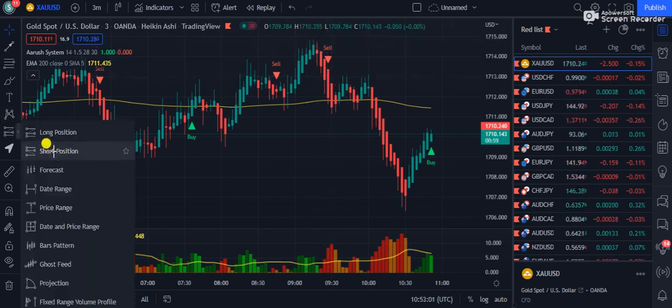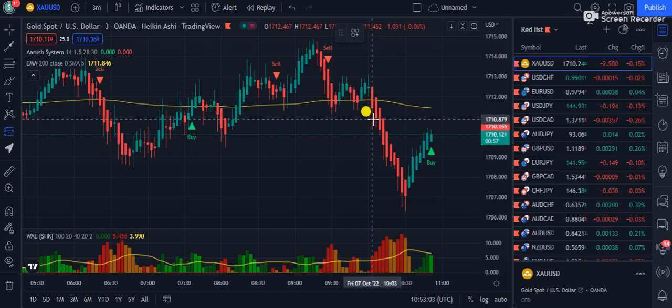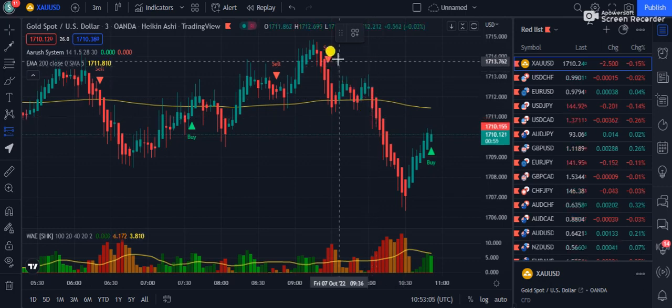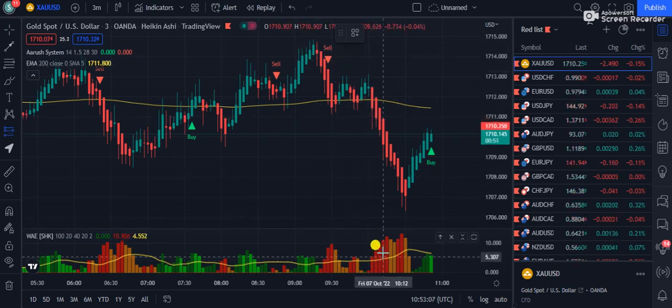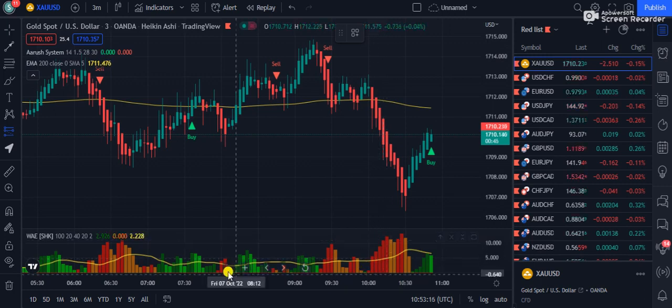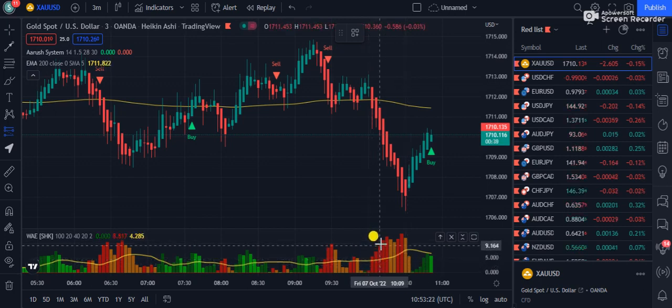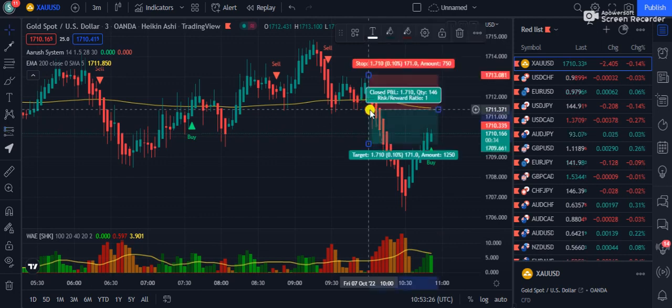Okay, now what we need to do, when we are seeking signals from the Arush system, we will check whether on the WADA explosion line any red candle has broken this yellow line. You can see there is a curvy yellow line in the middle. This is called the explosion line. So you can see here we have a proper break, as this candle closes above the explosion line.